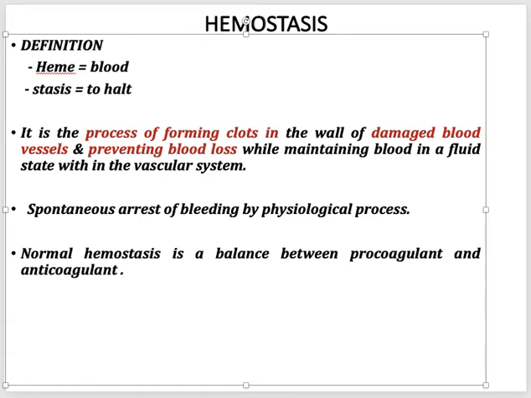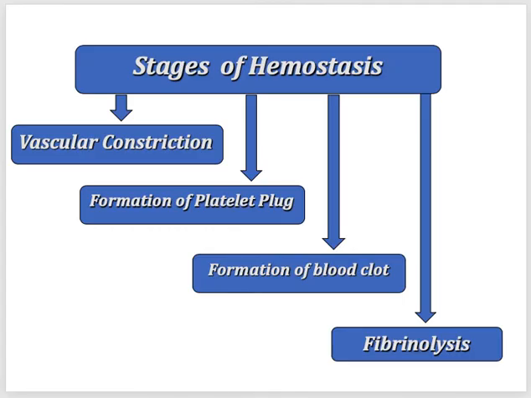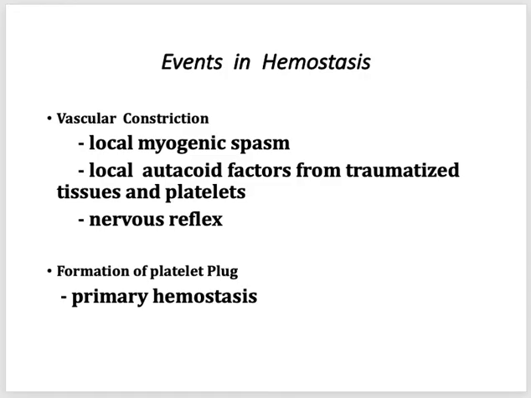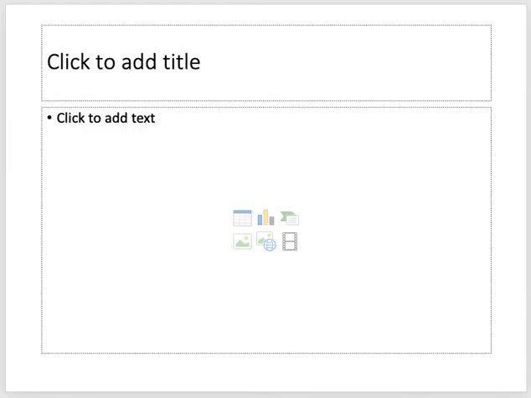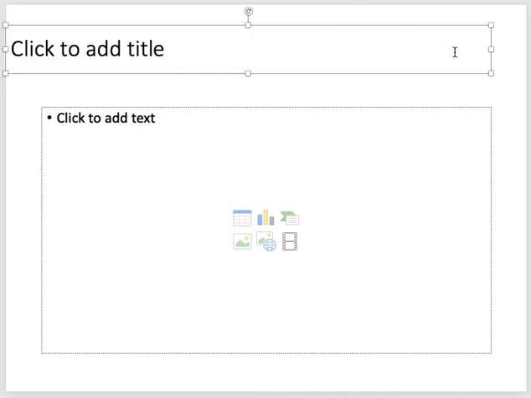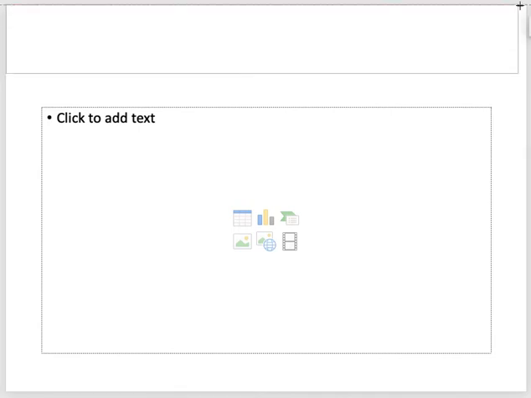How this balance is maintained is not so easy, it's a complex thing. The stages of hemostasis are: vascular constriction, then formation of a platelet plug, then formation of a clot, and in the end, fibrinolysis. In the slide, of course, everything is written, but I would rather go my own way, just to tell you how these things occur.